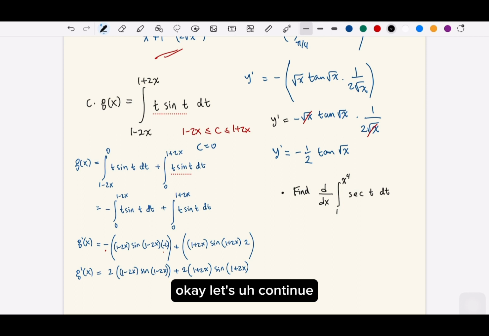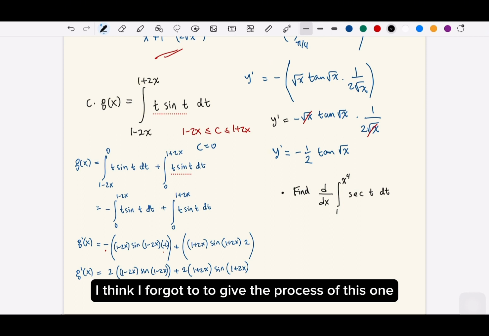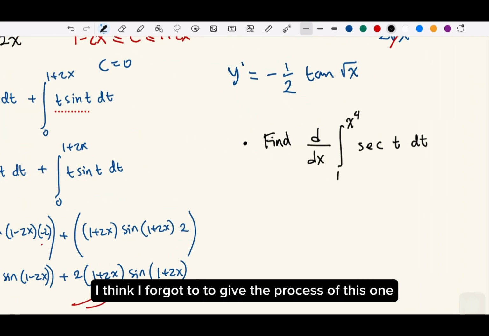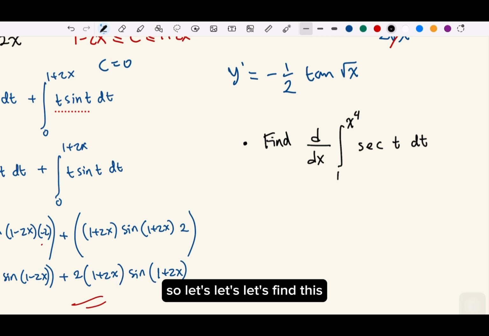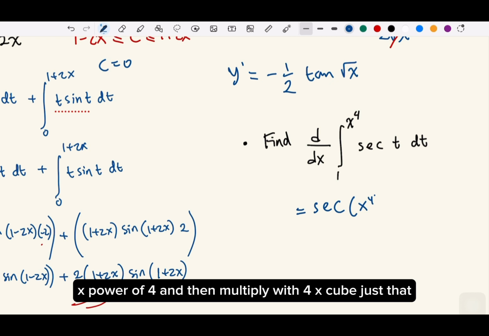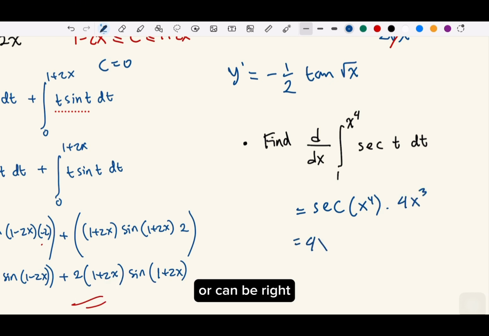Okay, let's continue. I think I forgot to give the process of this one. So let's find this. So this one will be equal to secant x to the power of 4, and then multiply with 4x cubed. Just that, or you can rewrite.